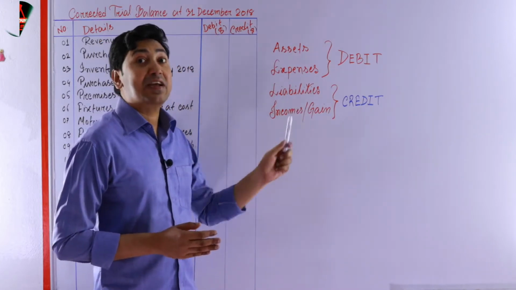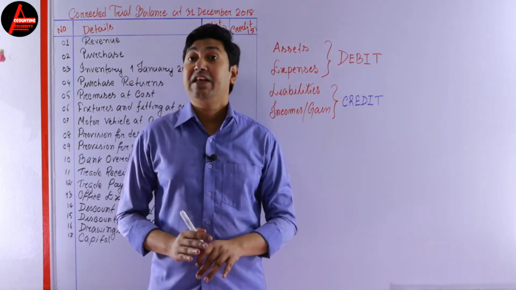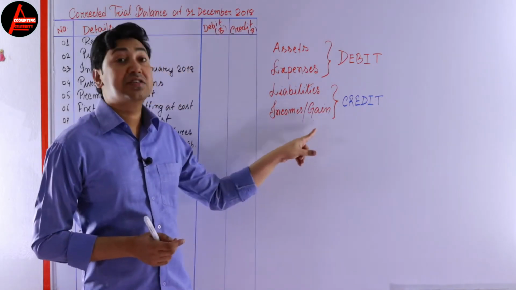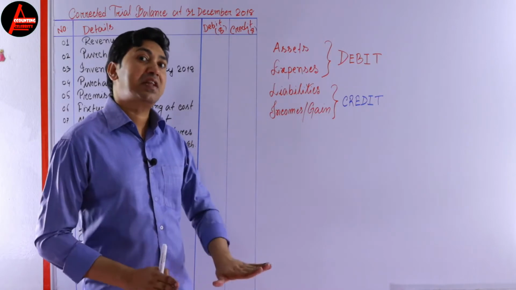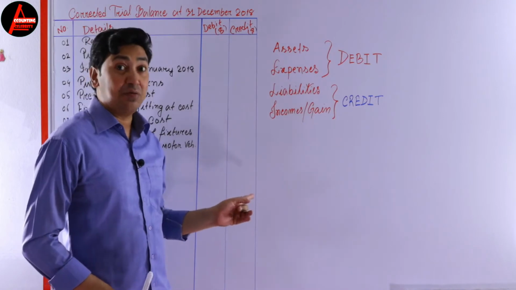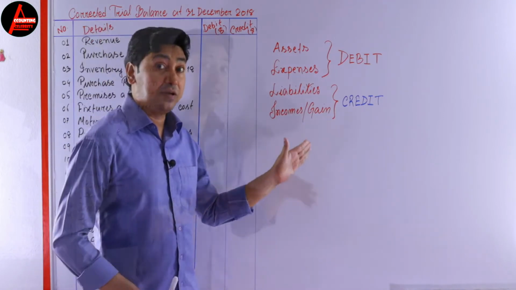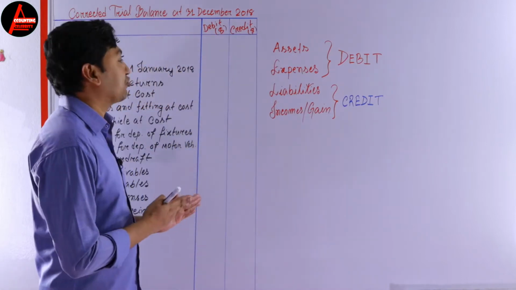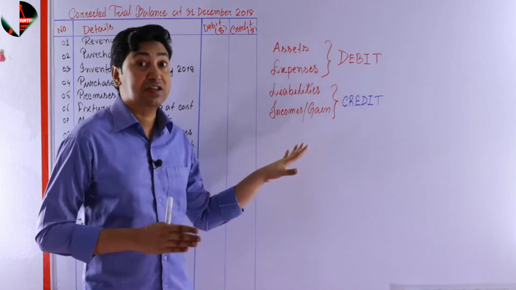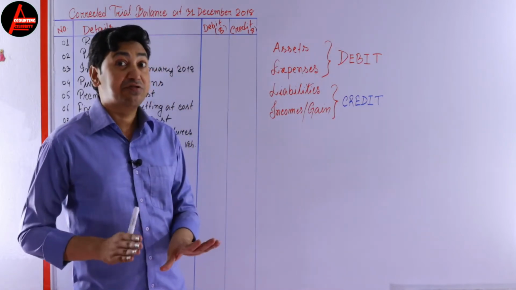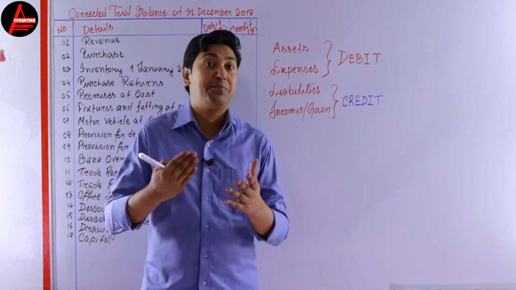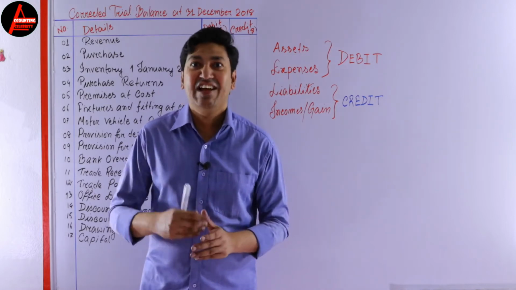Liabilities and capital will be on the credit side because these have credit balances. Incomes, gains, revenue, profit, whatever you call them: if you see this type of item in the trial balance, you have to put it in the credit column. Remember these tips and tricks. This will help you prepare this trial balance. Many students make mistakes because they don't know which account has a debit balance or a credit balance. If you watch this video properly, I hope next time you will not make any kind of mistake. So let us do it here.